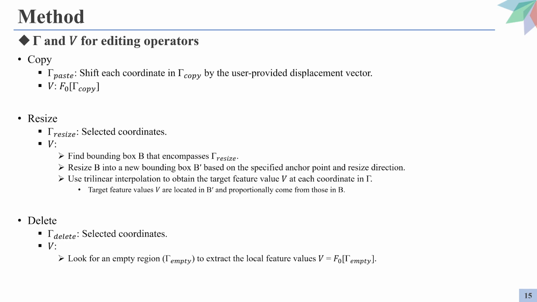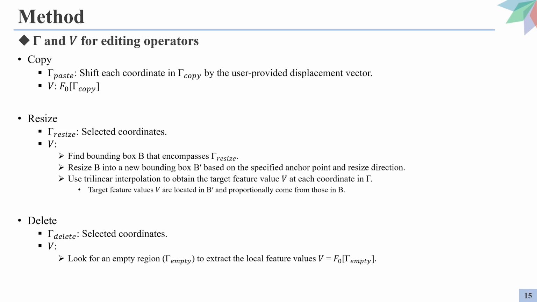So how do we define the gamma and V for the editing operators? For the copy operator, we want the coordinates of the target area to have the features of the selected coordinates, so the gamma is set by shifting each coordinate in the current location by the user-defined displacement vector, and the V is set as the features of the selected coordinates.